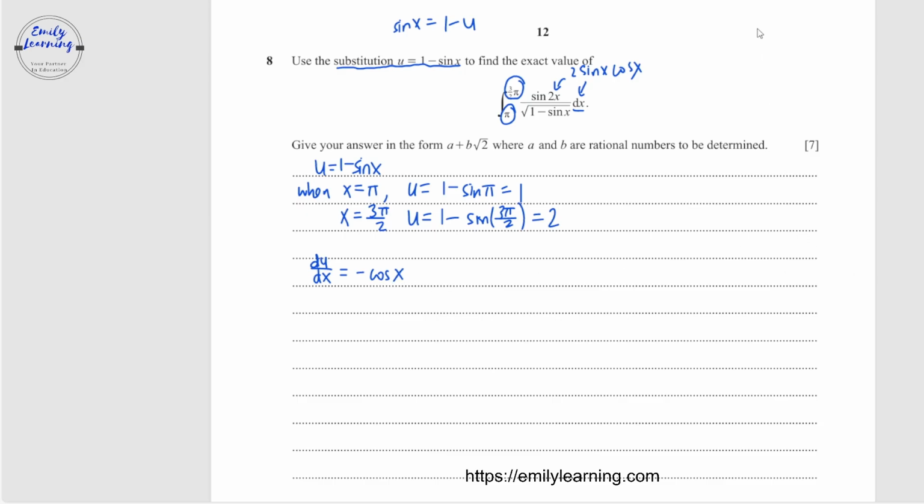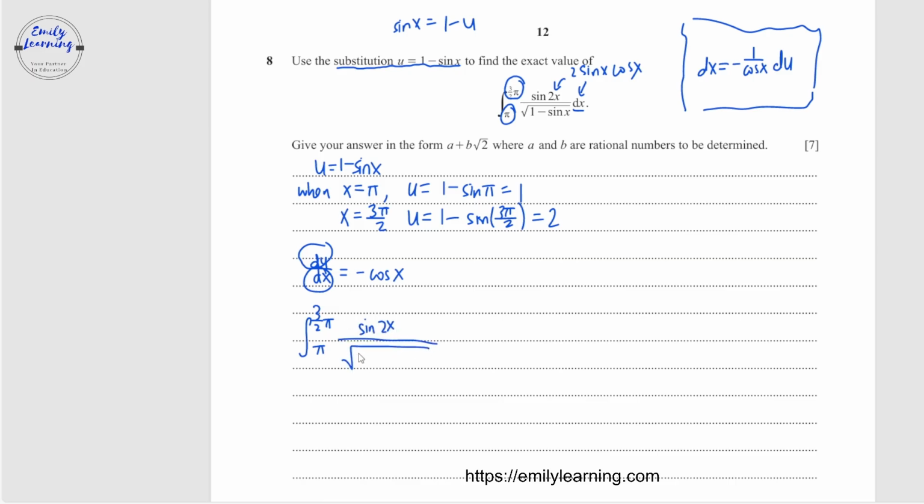Then secretly somewhere, you're not supposed to write it because it's mathematically wrong, we pretend these are two terms. We make dx the subject. So you have dx equals negative 1 over cosine x du. So dx will be replaced by this. So let's do it. I will have the integral from pi to 3 over 2 pi of sine 2x root 1 minus sine x dx.